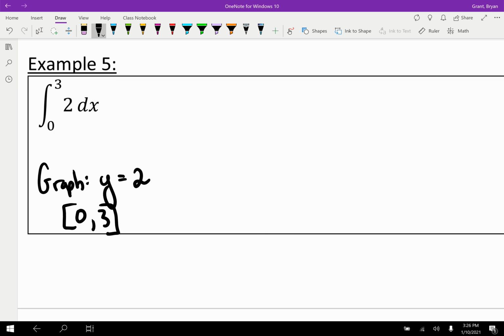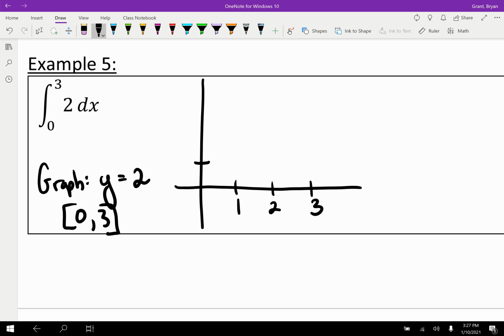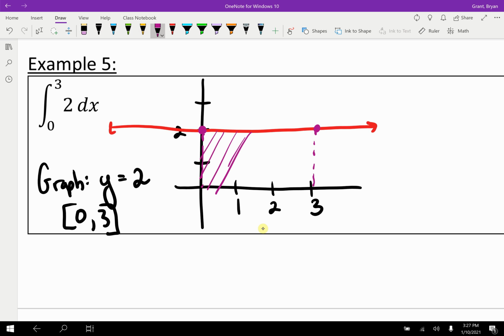All right, well, let's look at that graph. Y equals 2 is just a horizontal line, and we're going from 0 to 3. So here's 0, 1, 2, 3, and 1, 2, 3. Cool. So we have this line that travels horizontally across, except we're only looking from 0 to 3. So what are they saying here? Well, they're asking what is the area between, and hopefully we are somewhat comfortable with calculating area. If not, we're going to get lots of practice.